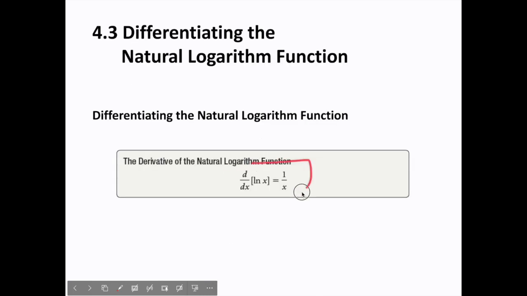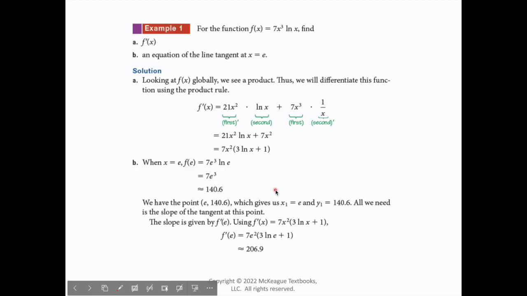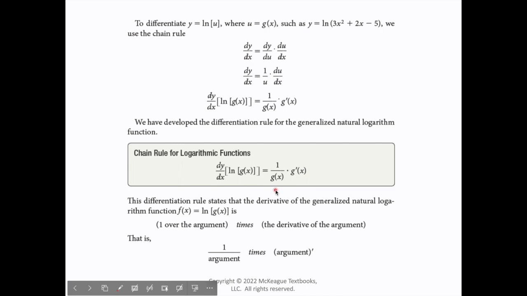We don't even really need this, because if we apply the chain rule to this, we're going to get the same thing. So go back down. If I assume that this is x in here, this would be 1 over x times the derivative of x, which is just 1. So I would have 1 over x times 1, which is 1 over x. So you can just use this anytime you see a natural logarithm.